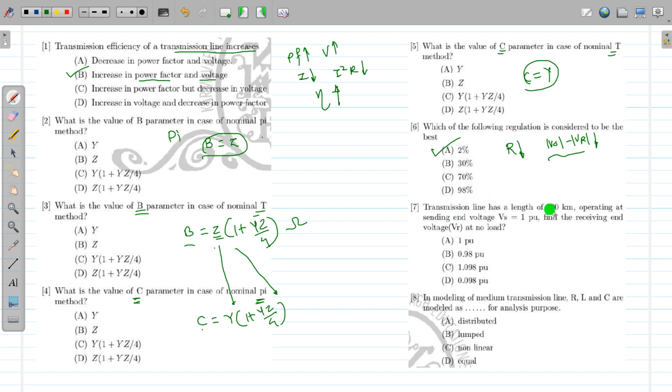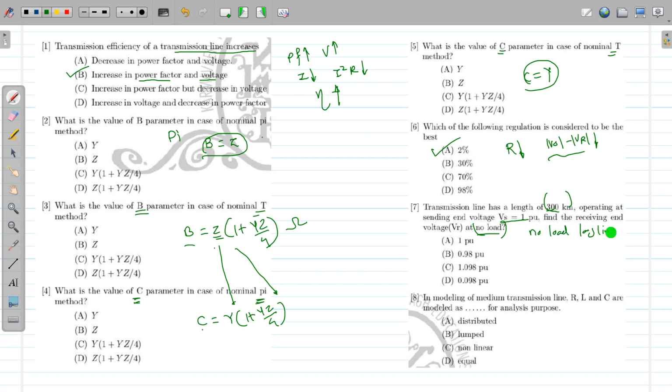The transmission line has a length of 300 km, operating with the sending end voltage Vs equal to 1 pu. Find the receiving end voltage Vr at the no load condition. The first condition is no load. Length is 300 kilometers, meaning long line. So this line is a no load and long line.